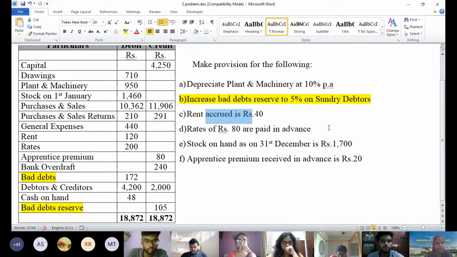Bad debts, there is an adjustment in it. Bad debt reserve is again connected with it. Debtors and creditors: which is debtors? 4,200 is debtors, creditors is 2,000. Cash on hand is there. So these are the concepts of the problem.